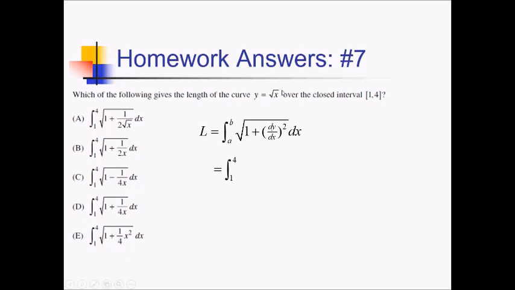This is initially x to the 1/2, so we can write 1/2 x to the negative 1/2 inside that squared parentheses there. Now I have to match one of these answer choices.